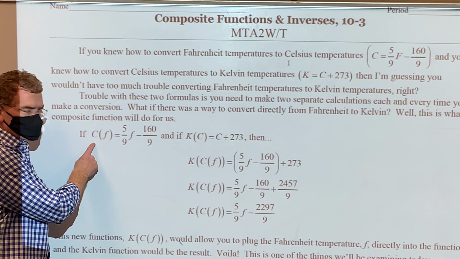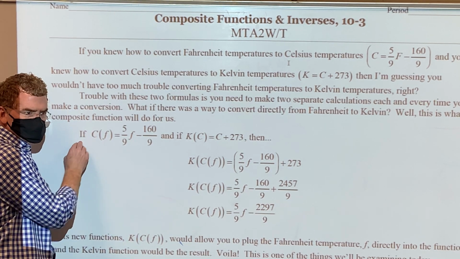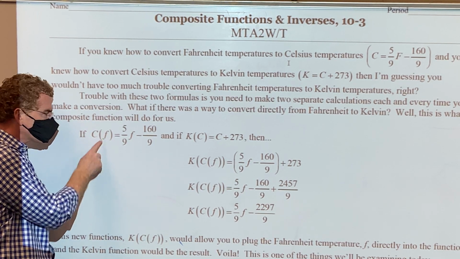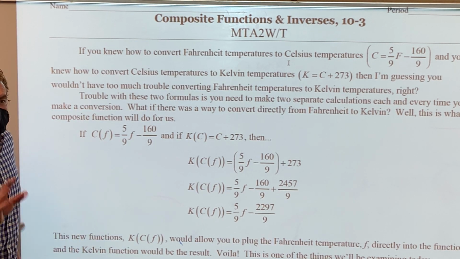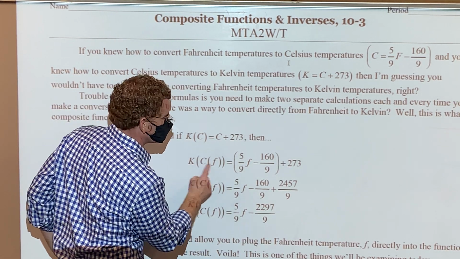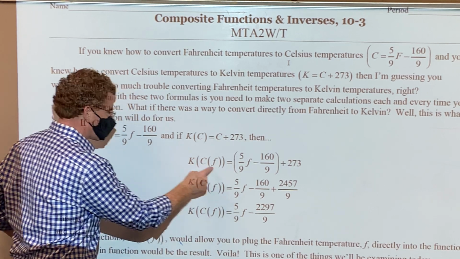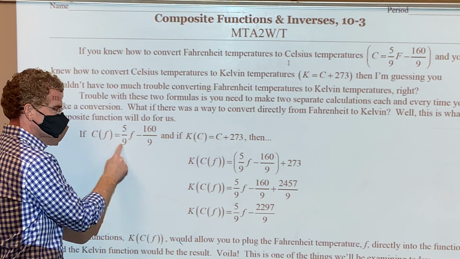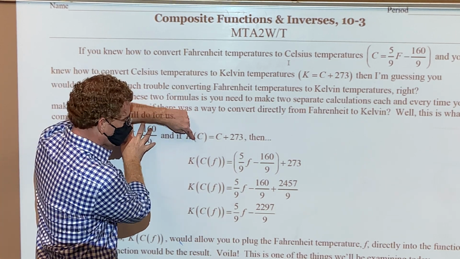And this is a Celsius temperature, if you know the Fahrenheit temperature. If I want to find the Celsius at 20 degrees Fahrenheit, I plug 20 degrees Fahrenheit in there, and it gives me the Celsius there. But for a composite function, it says, if I want to find K of C of F, take the C of F equation, which is that, and plug it into the Kelvin equation.